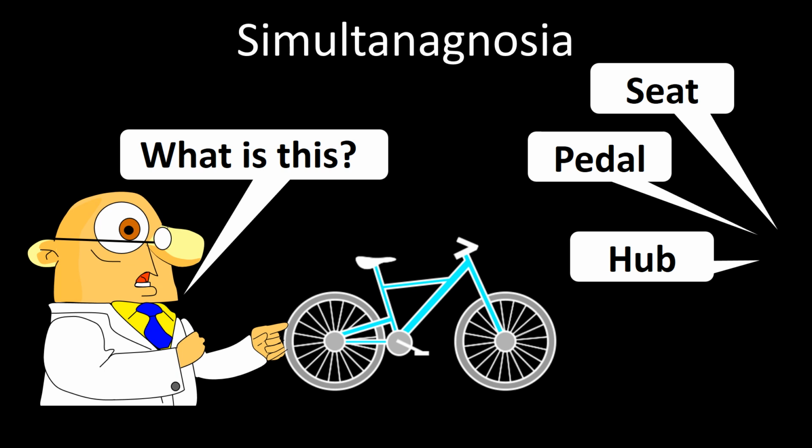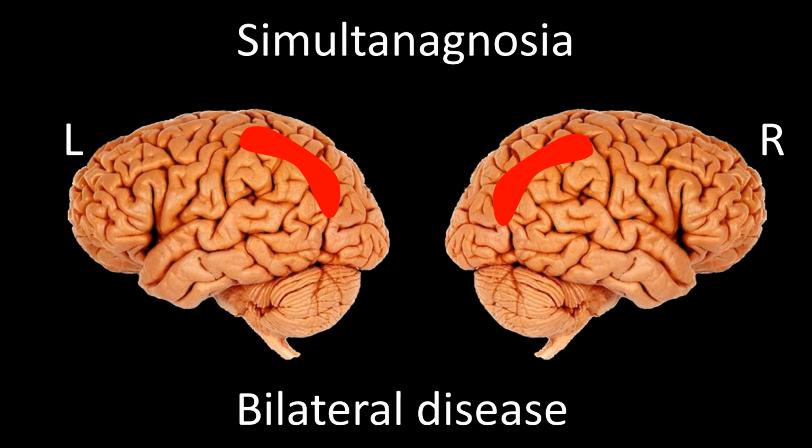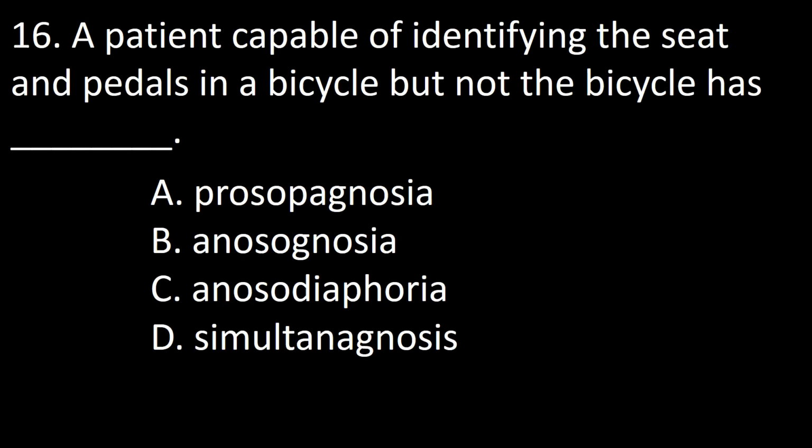Simultagnosia is a condition where the affected individual sees specific details of a complex scene but fails to grasp the overall meaning of the image. Simultagnosia usually occurs with bilateral lesions in the occipitoparietal regions, such as bilateral infarcts in the posterior watershed areas. So the answer to this question is D.